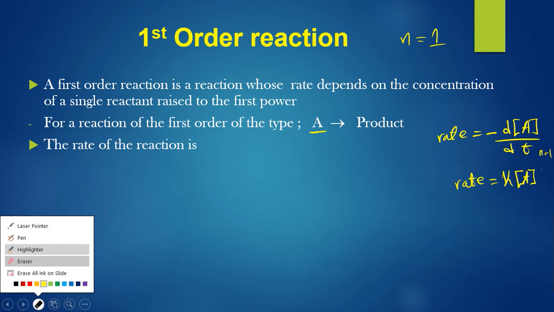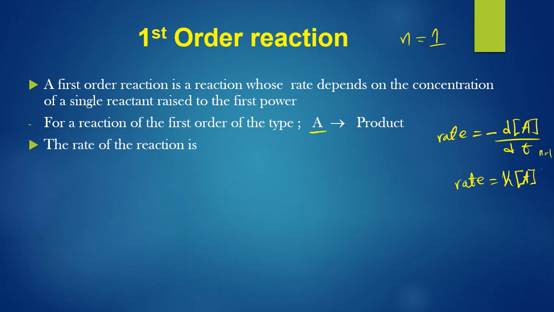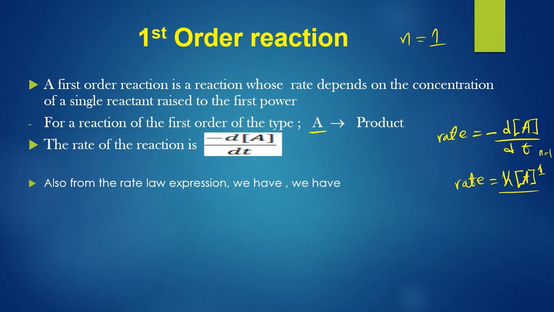So that's how we're going to be comparing these two. So here the rate of this reaction is the rate. This is the rate now, the one I'm showing you there. I'm sure now you know where it's coming from. And then also from the rate law expression we have, so this is the rate law now, this one I came up with. So it's power 1 now, even if they haven't indicated, just the same.